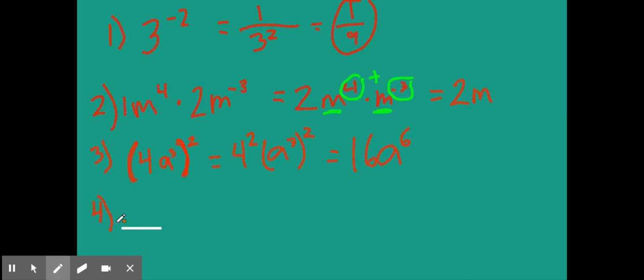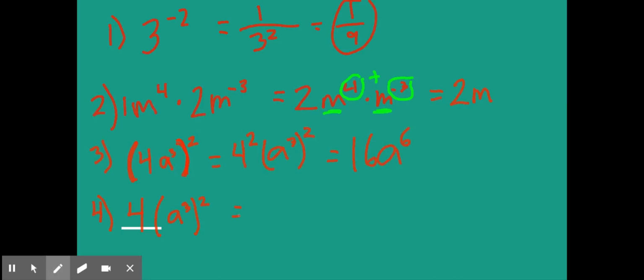Number 4. 4a. Oh, I did it again. I'm sorry. 4a to the third power to the second power. Please pause the video and try this on your own.